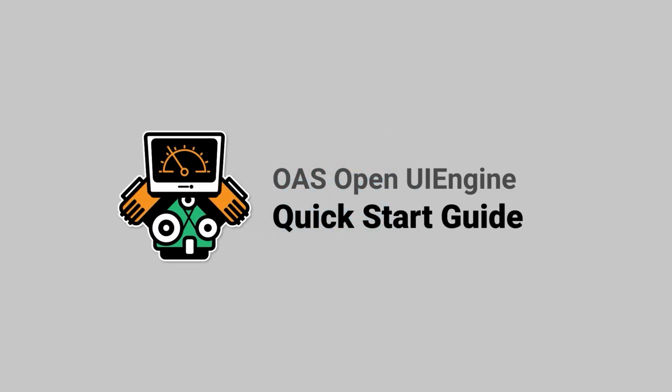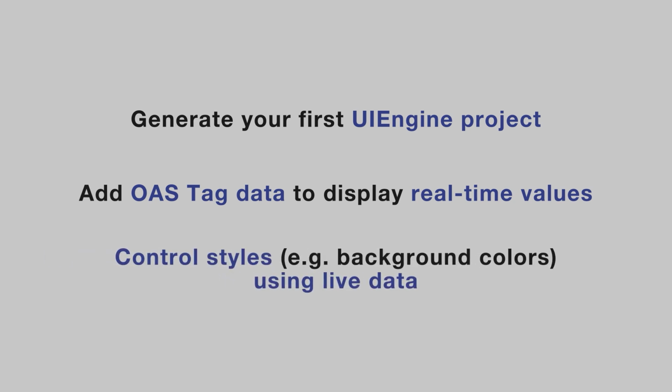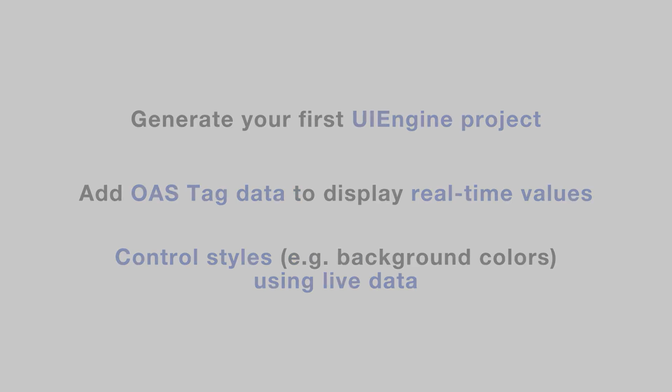In this quick start video for the OAS UIEngine, we will be generating your first UIEngine project, adding some OAS tag data to drive some real-time values, and finally touching upon how you can even control styles such as element background colors from live data.